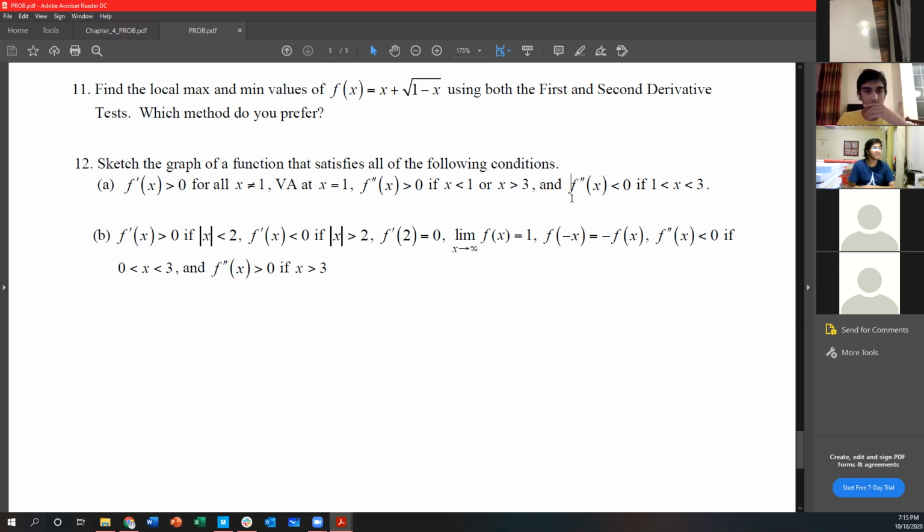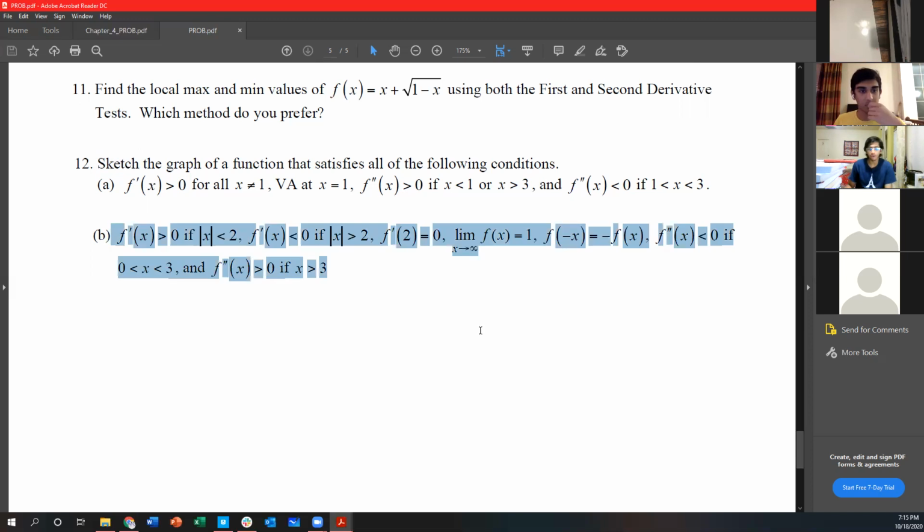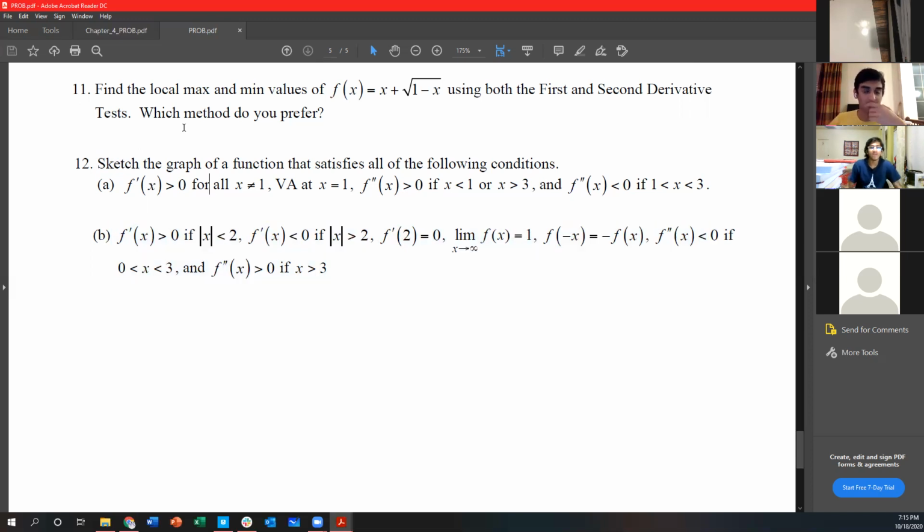Which one do you want to do? Do you want to do the easier one, A, or the harder one, B? We can try the easier one and leave you to try the harder one, or we can get the harder one out of the way and leave you the easier one. Whichever you prefer. Let's do the harder one, I think. Harder one? Okay, we'll do that.